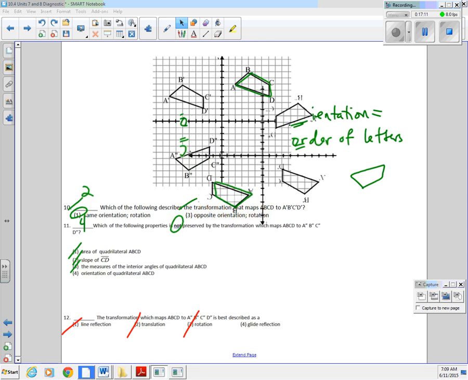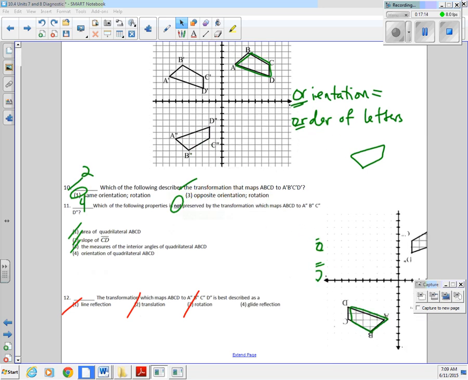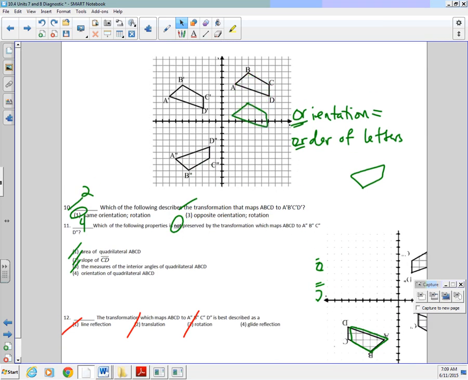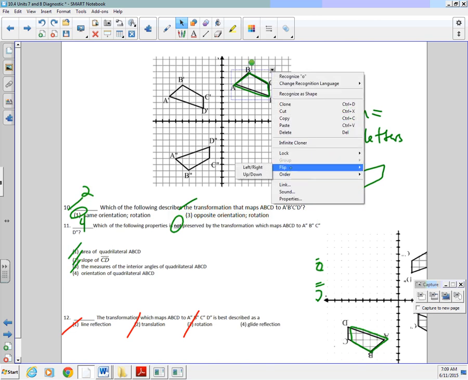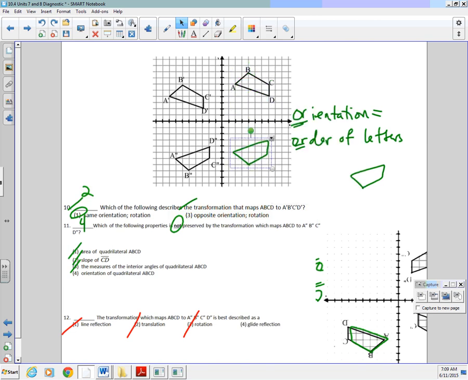So now what is the actual figure? Well, let's see. If I were to flip this over the x-axis, so I'm going to flip it up and down, okay? And if I were to then move that over, so I flipped over the x-axis, and then I moved over, then I get my figure. That's called a glide reflection. It's literally a flip and then a glide, or a glide and then a flip. So choice 4 is the answer there.